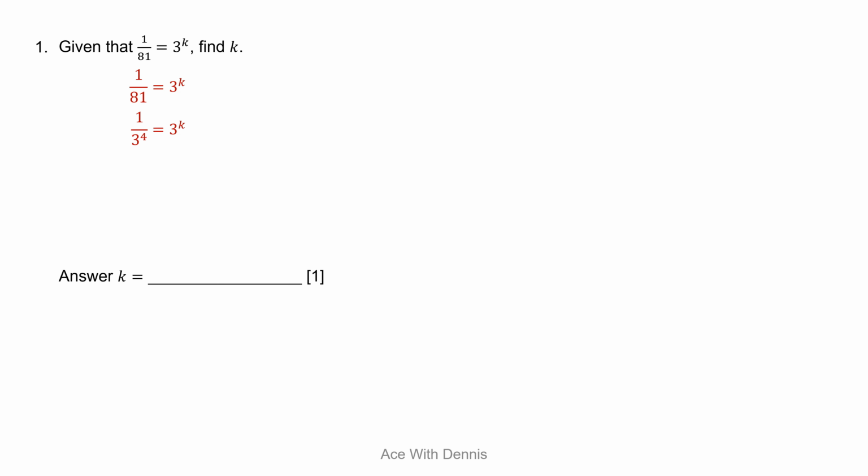Alright, let's start discussing the paper. Question 1. Given that 1 over 81 equals 3 to the power of k, find the value of k. 1 mark. From the equation, 81 is 3 to the power of 4, and this is a fraction, so we make it 3 to the power of negative 4 equals 3 to the power of k. Now we compare the power. We can see that k equals negative 4. Hence, the answer is negative 4.